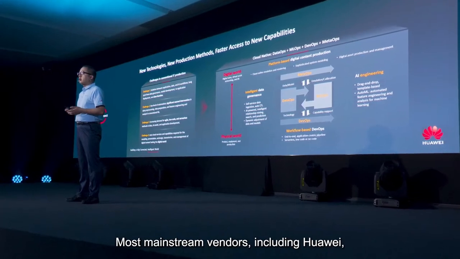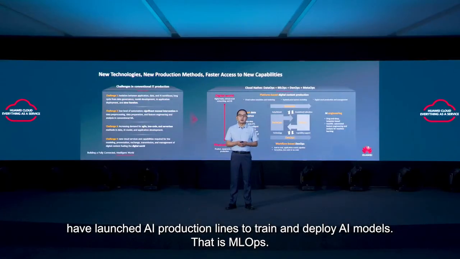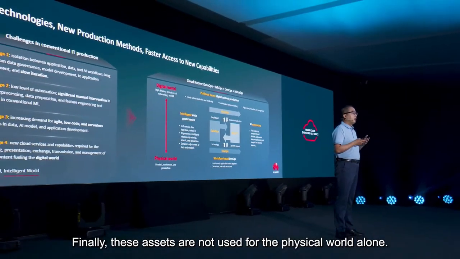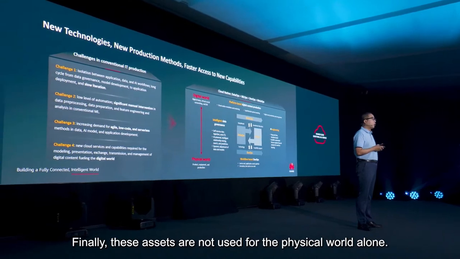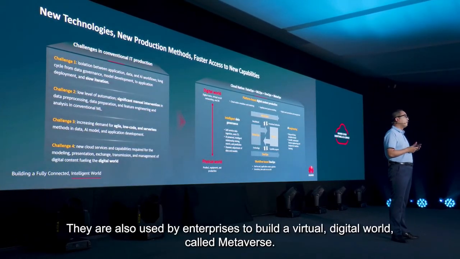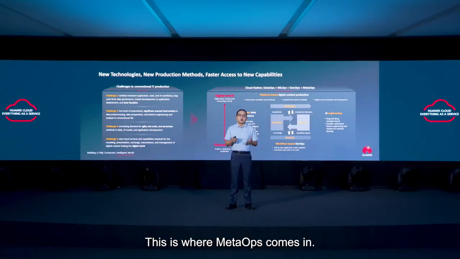Most mainstream vendors, including Huawei, have launched AI production lines to train and deploy AI models. That is MLOps, machine learning ops. Finally, these assets are not used for the physical world alone. They are also used by enterprises to build a virtual digital world called the Metaverse. This is where MetaOps comes in.